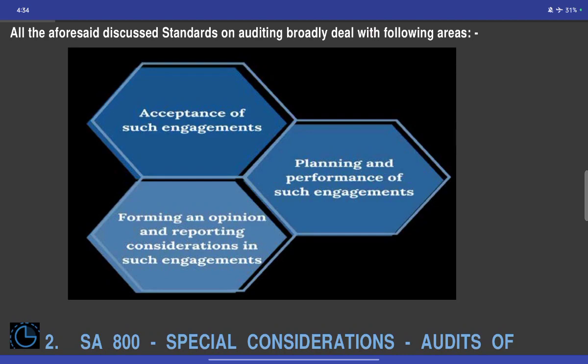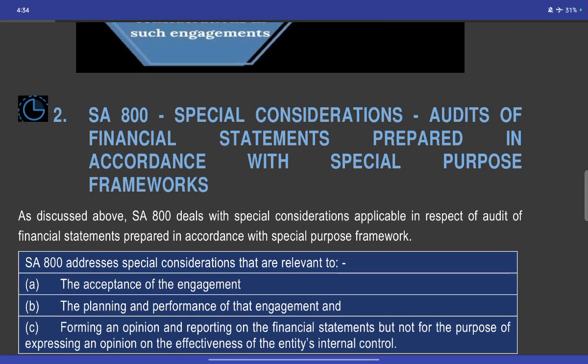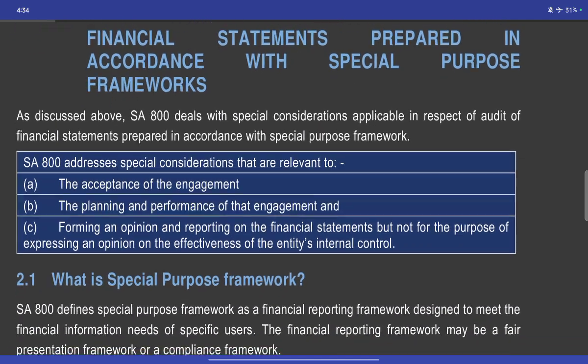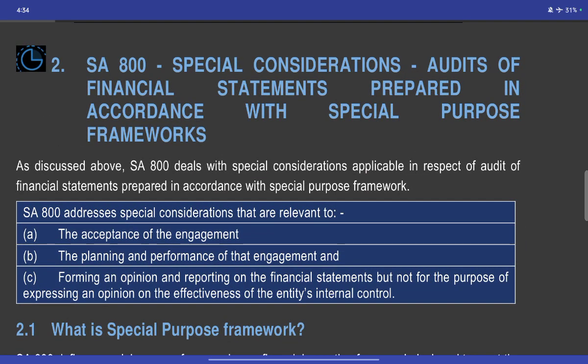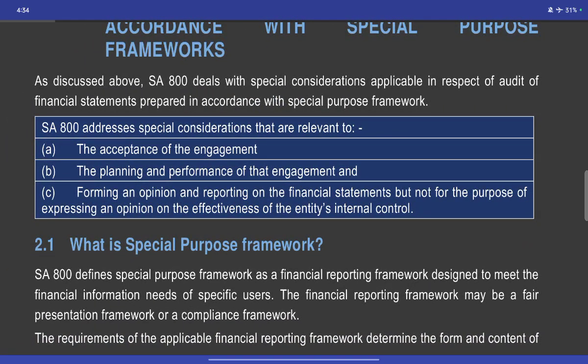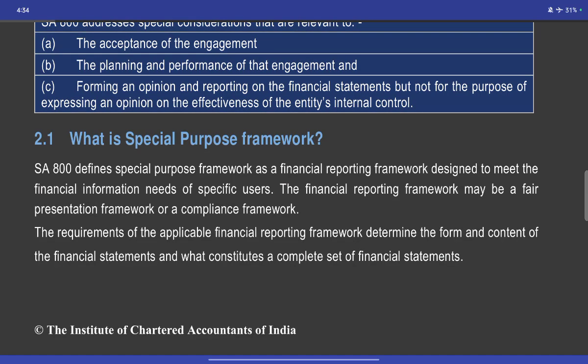The course of discussion, the Standards on Auditing, broadly deals with the following areas: acceptance of engagement, planning and performing of the engagement, forming an opinion, and reporting considerations of the engagement. Now we cover special considerations in audits of financial statements prepared in accordance with a special purpose framework. SA 800 is a special consideration applicable with respect to the audit of financial statements prepared in accordance with a special purpose framework. SA 800 addresses special considerations relevant to acceptance of the engagement, planning and performance of the engagement, forming an opinion and reporting on the financial statements, but not for the purpose of expressing an opinion on the effectiveness of the entity's internal control.